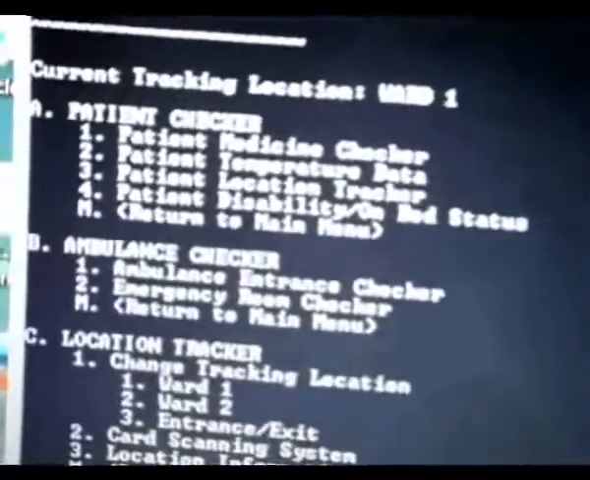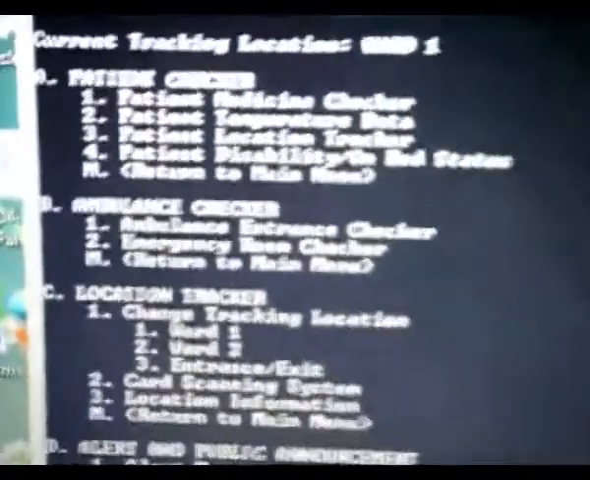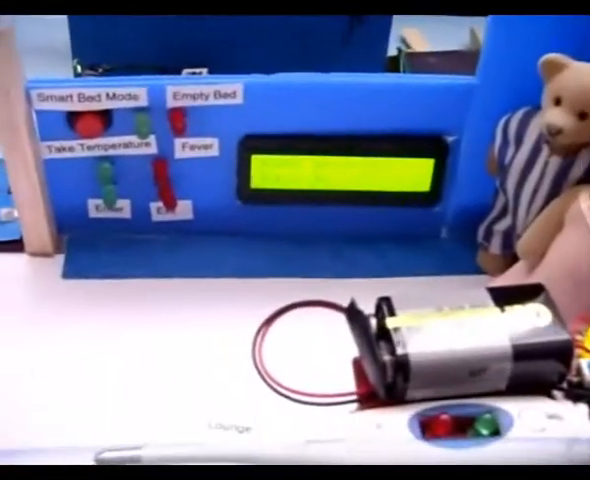Let's now check the tracking system. Okay, A2. Temperature taken status: not taken. Again, this simulates that the patient has to take the temperature, maybe let's say 2 hours later, and he has to take it again.